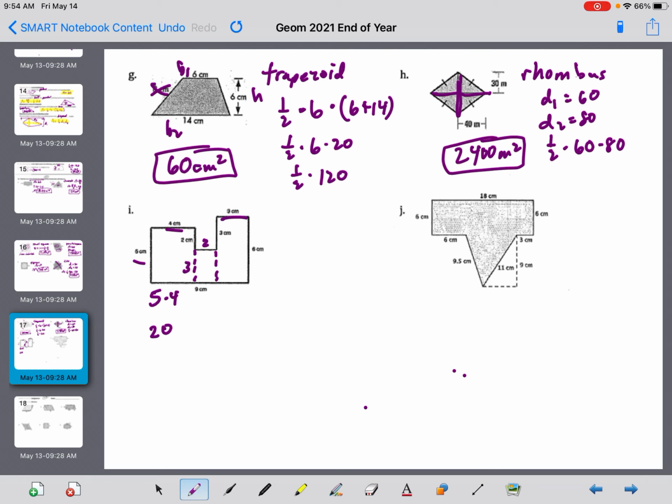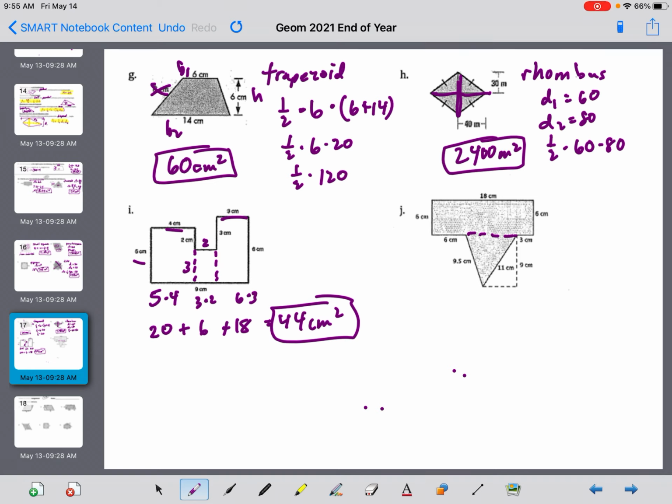Got to kind of analyze the vertical edges. So this one's just going to be 3 times 2 or 6. And then this last one is 6 by 3. 6 by 3. It's going to be 18. Add those bad boys up. 26 plus 18 is 44 centimeters squared. All right, this one's even more strange, but I'd take it and cut it right here.